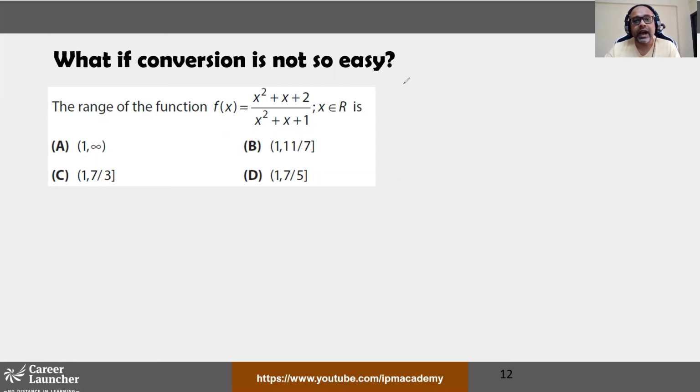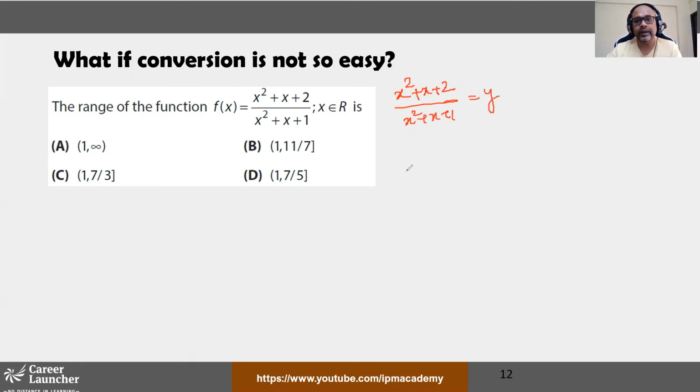And you can see, I can't convert my x in terms of y. You can try it on your own. You'll realize that x in terms of y is very difficult to convert. So what do we do for a question like this? One of the approaches, as I said, is this. Start with the same thing and equate it to y.